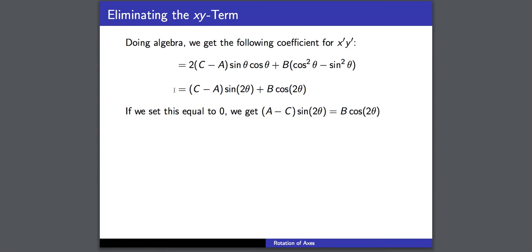If we set this expression equal to 0, because we want the coefficient for x prime, y prime to go away, we get a minus c times the sine of 2 theta equals b times the cosine of 2 theta, just bringing this over and switching from c minus a to a minus c. If you distribute the sine 2 theta, bring all the terms over and factor out the sine 2 theta, you'll get the same. From there, if we divide both sides by b and by sine 2 theta, cosine of 2 theta over sine of 2 theta is cotangent of 2 theta, so cotangent of 2 theta equals a minus c over b. From there, we can solve for theta and know how much we have to rotate in order to get rid of our xy term.